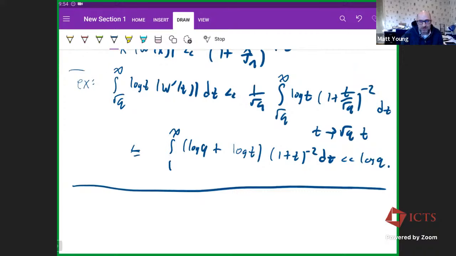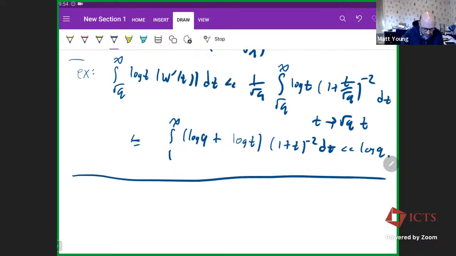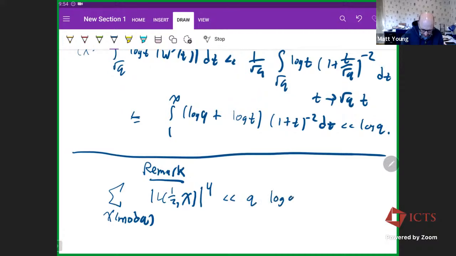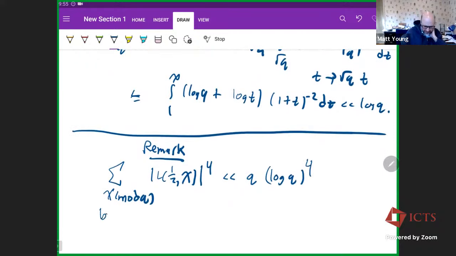Maybe I should say, one of the reasons why I worked hard to do the proof the way that I did is that we can actually use the same method of proof to get a fourth moment bound. So we can get a bound on the fourth moment of Dirichlet L functions, and this will be bounded by q log q. This is to the fourth, by the same overall method.